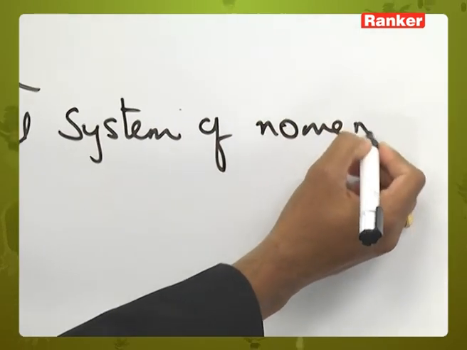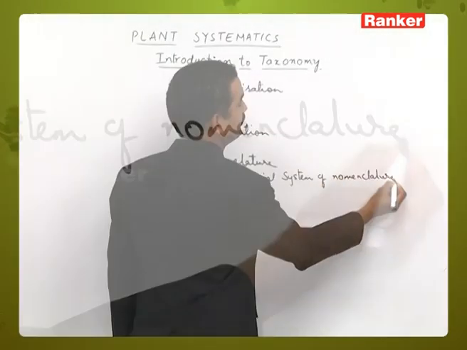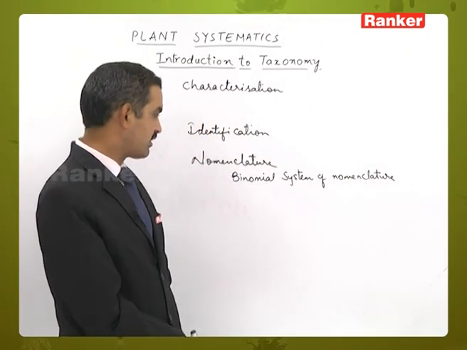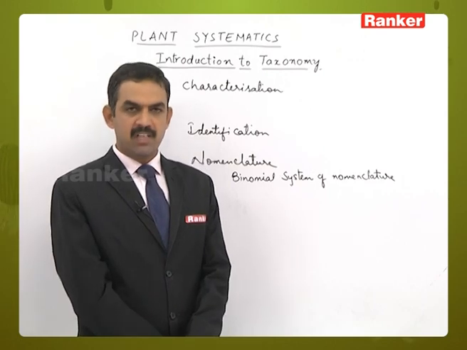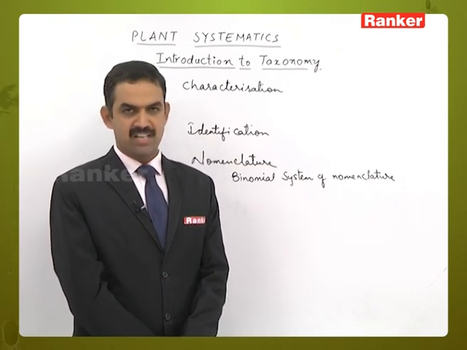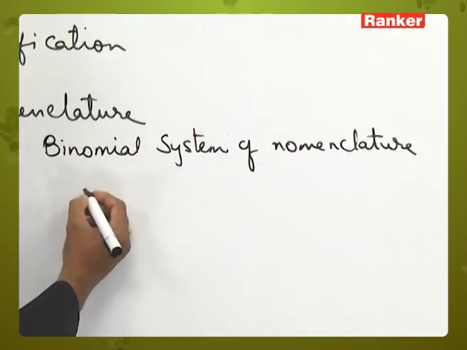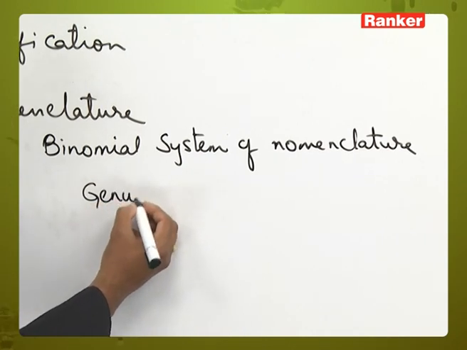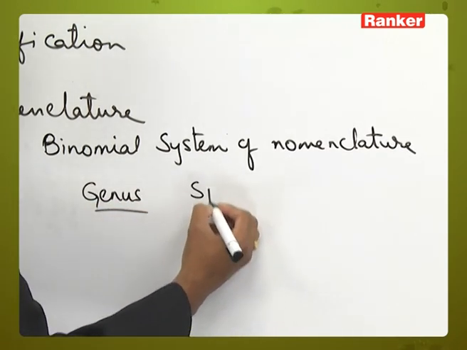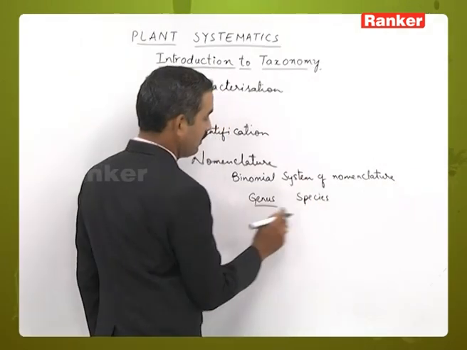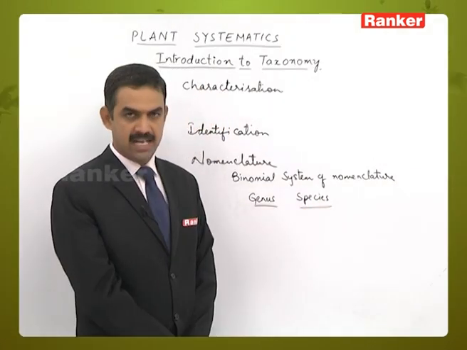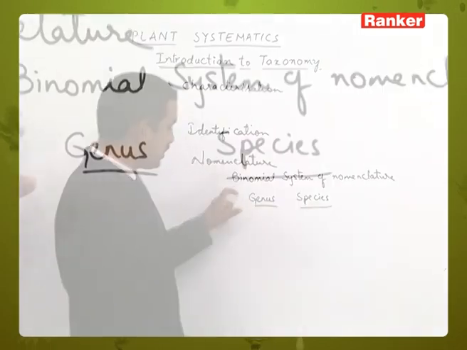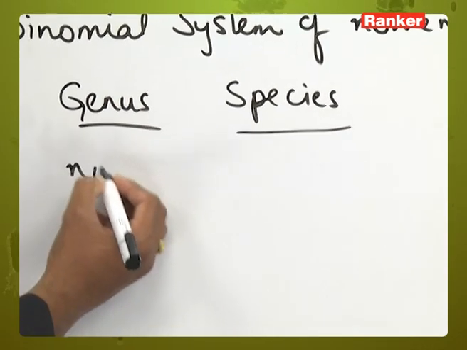Binomial system of nomenclature. In this binomial system, every plant should be given two words for naming, and the first word is called the genus and the second word is called the species. Genus or generic name, species or specific epithet, we call it. Here the genus should be in noun form.